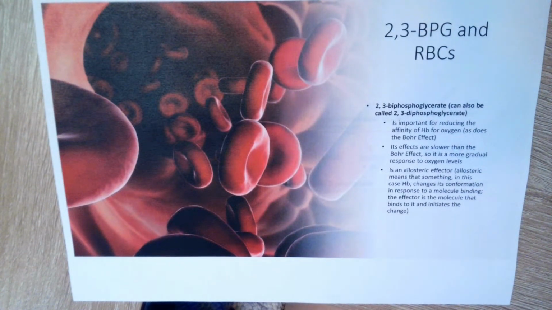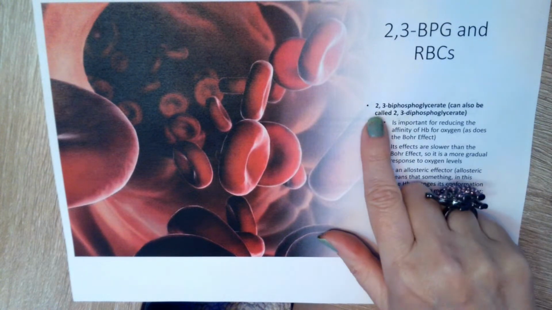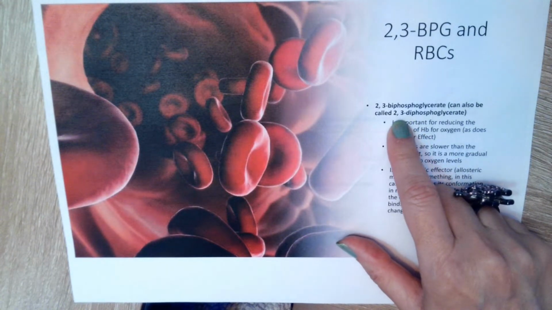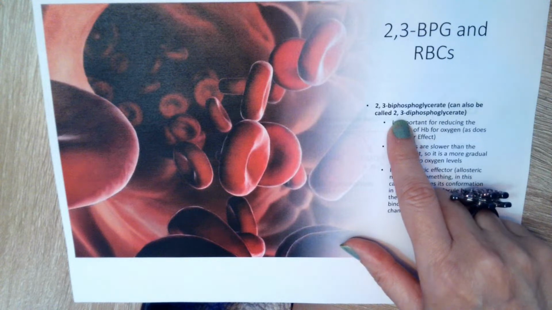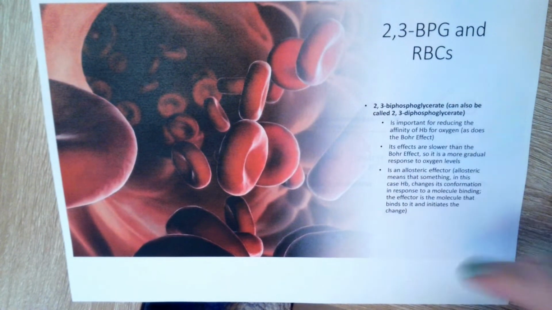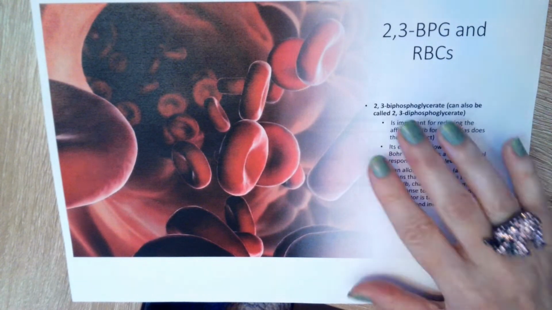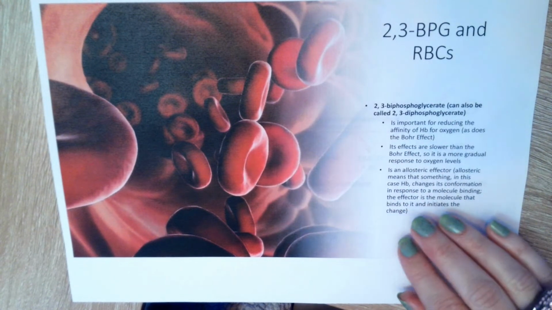Everybody, this is our 2,3 biphosphoglycerate shunt video. This video is talking about a shunt off of glycolysis, specifically one that happens in red blood cells called the 2,3 biphosphoglycerate shunt. Now 2,3 biphosphoglycerate can also be called 2,3 diphosphoglycerate, just keeping in the trend of calling things by multiple names, but bi and di both mean two phosphates on the molecule.